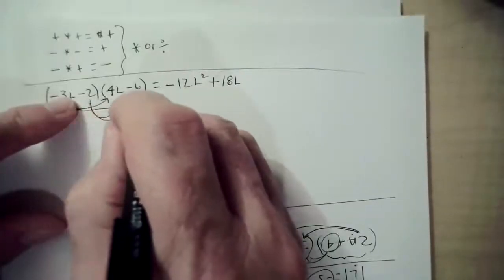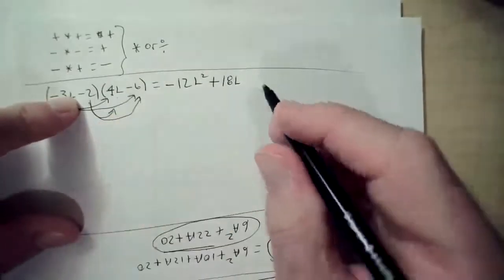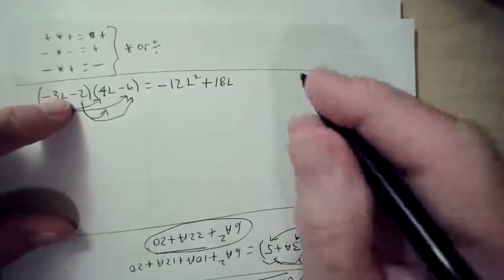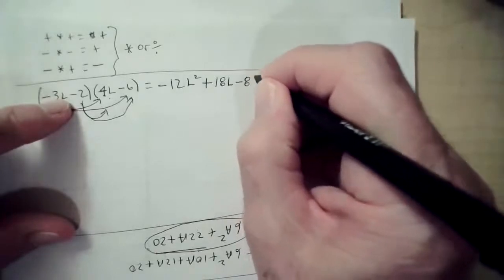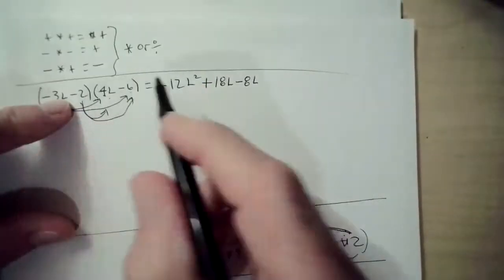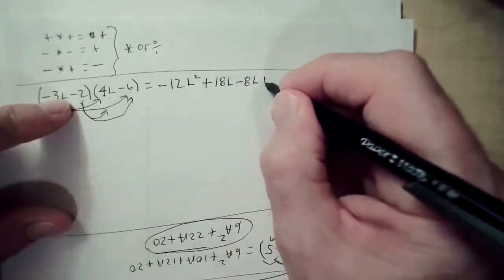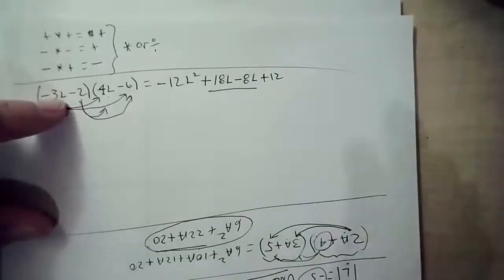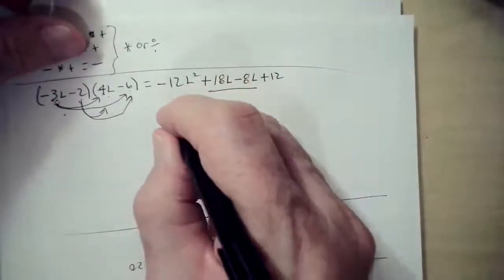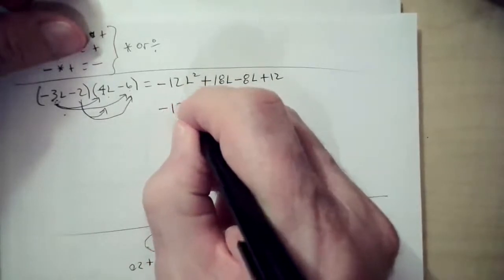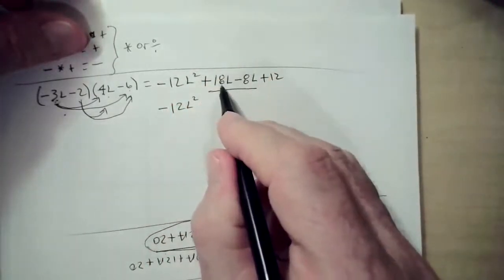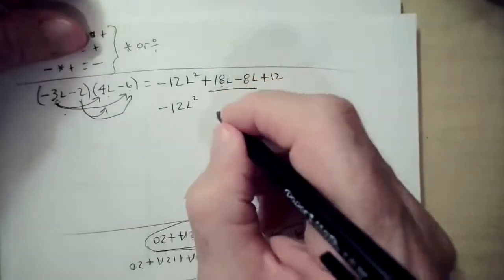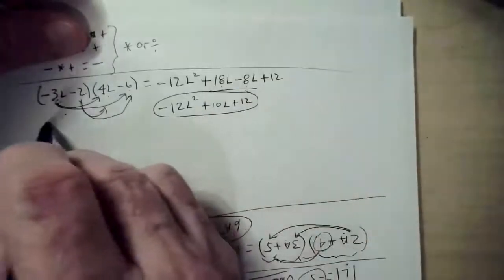Multiply it times everything over here. Negative 2 times 4L is negative 8L. And negative 2 times negative 6 is positive 12. Again, the middle two terms are like terms. So we have negative 12L squared. We have 18L minus 8L, which is 10L, plus 12. And that's all there is to it.